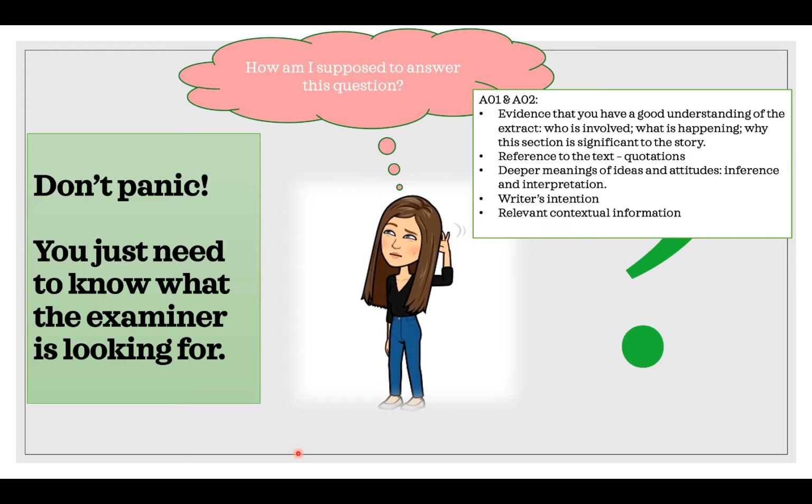So first of all, we need to have evidence that you've got a very good understanding of the extract. So this means that you understand who is involved, what's happening, why this section is significant to the story. So you want to really think to yourself, what can I say about this character and how this character develops? Or what can I say about these relationships? Or how is this particular event presented? Or why does this character say what they do? Why do they act in this way? So you've kind of got to show that you understand the full extract, how it begins, how it ends, how it progresses, to really get your marks for AO1.